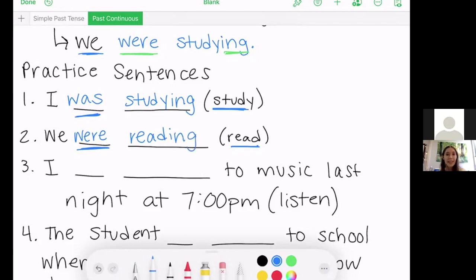Here we go. We were reading. Were, because we need to have our subject and our verb agree. This subject is plural. It's more than one person. And so we use the plural verb were.